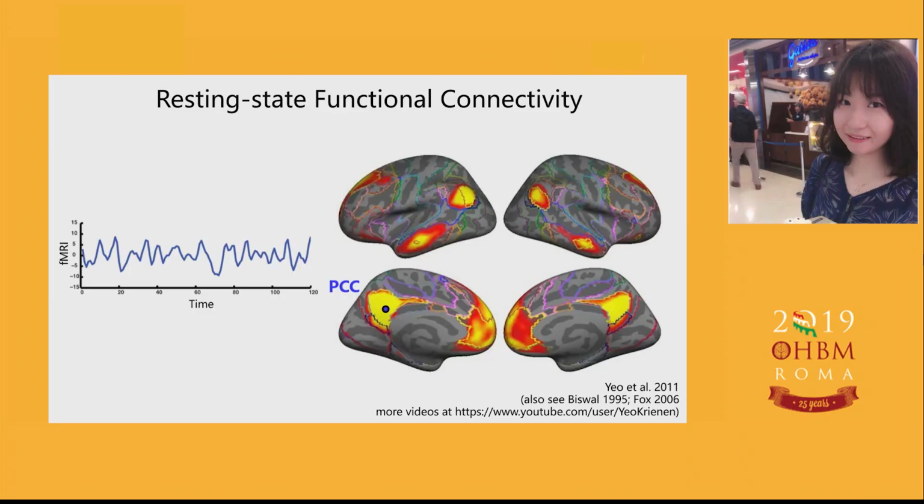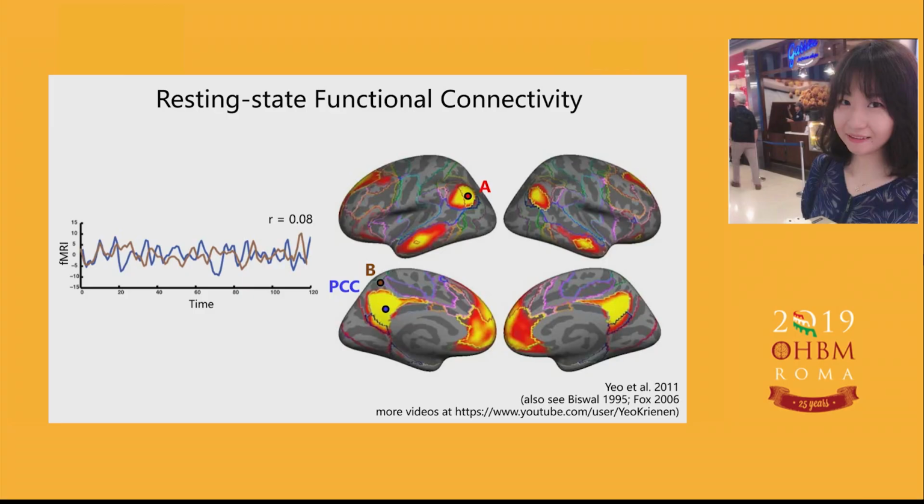So for example, if we put a seed in the posterior cingulate cortex, the time course of PCC is shown as a blue line. If we compare the time course of PCC with the time course of region A at angular gyrus, shown in red, we can see that the time courses are very similar, with the Pearson correlation around 0.2. On the other hand, if we put a seed at region B and compare the time course of PCC with the time course of region B shown in brown, we can see that this time the Pearson correlation is only around 0.1, so they are less likely to be correlated.